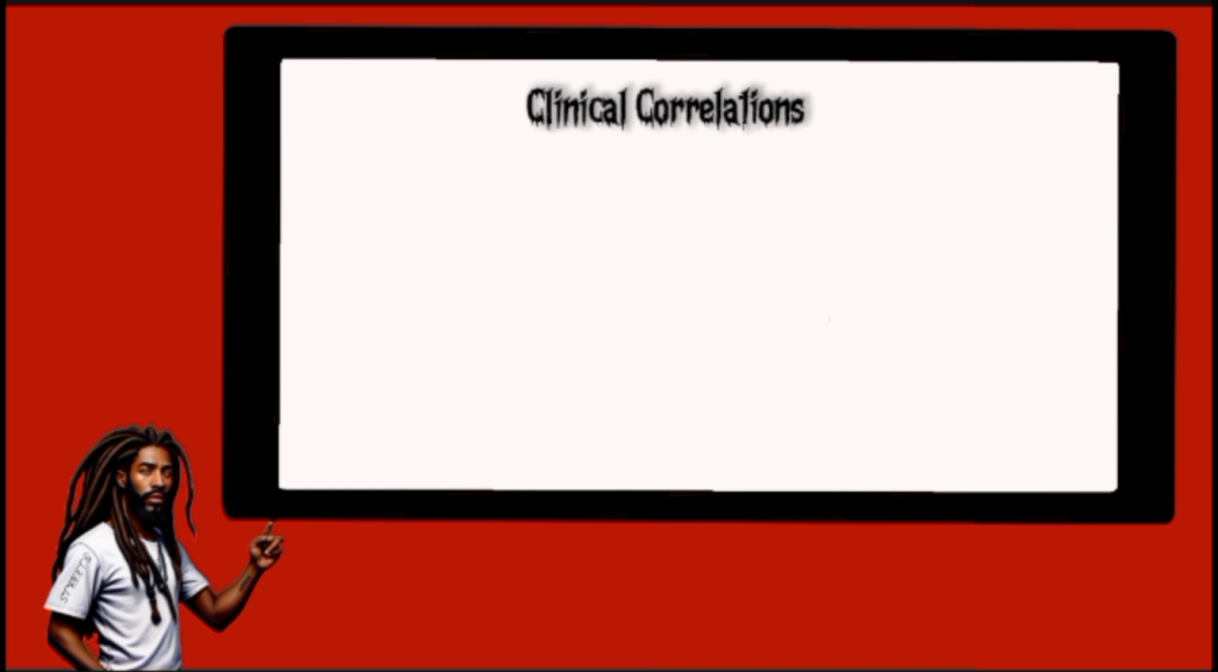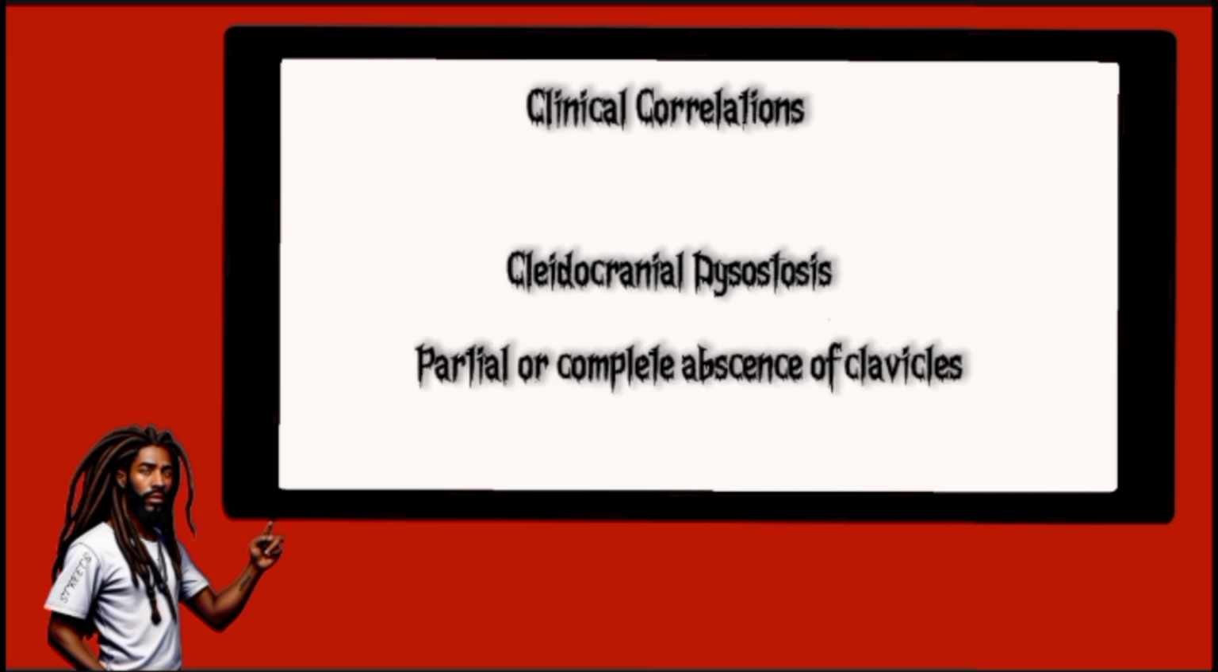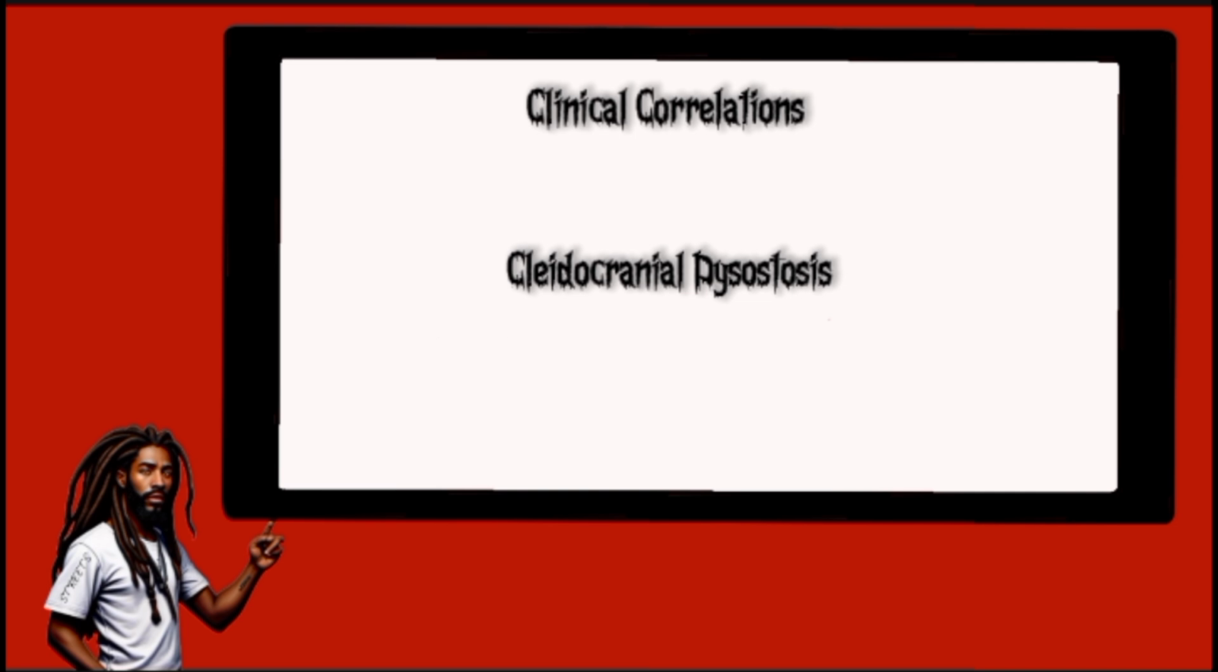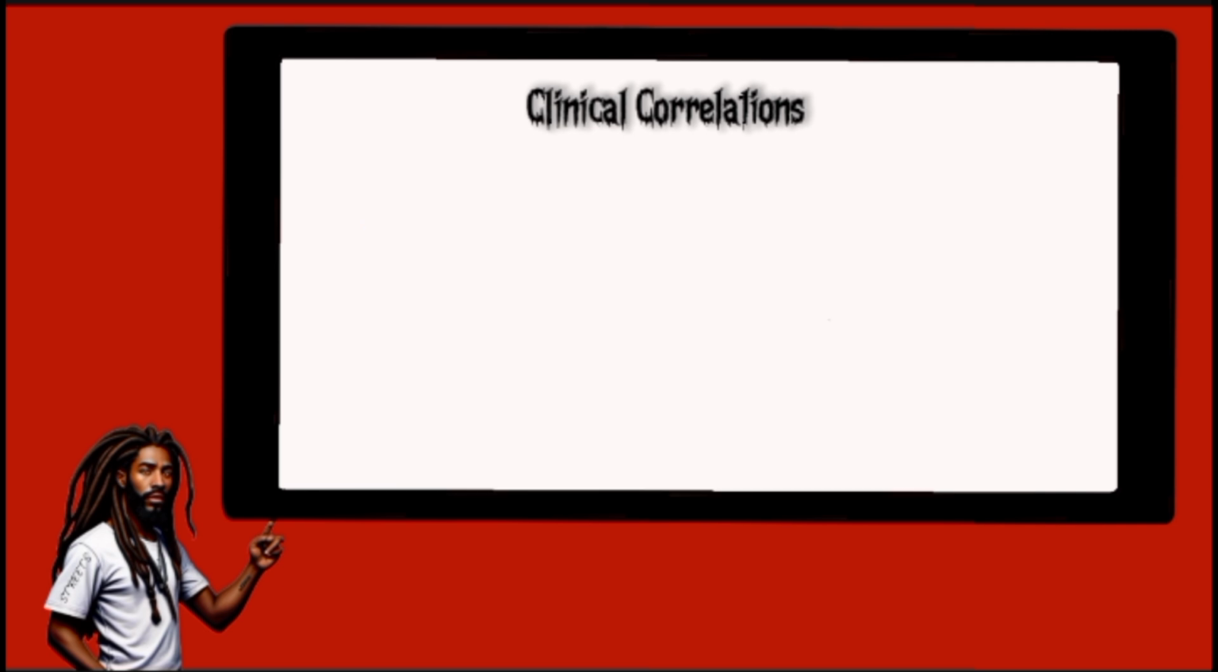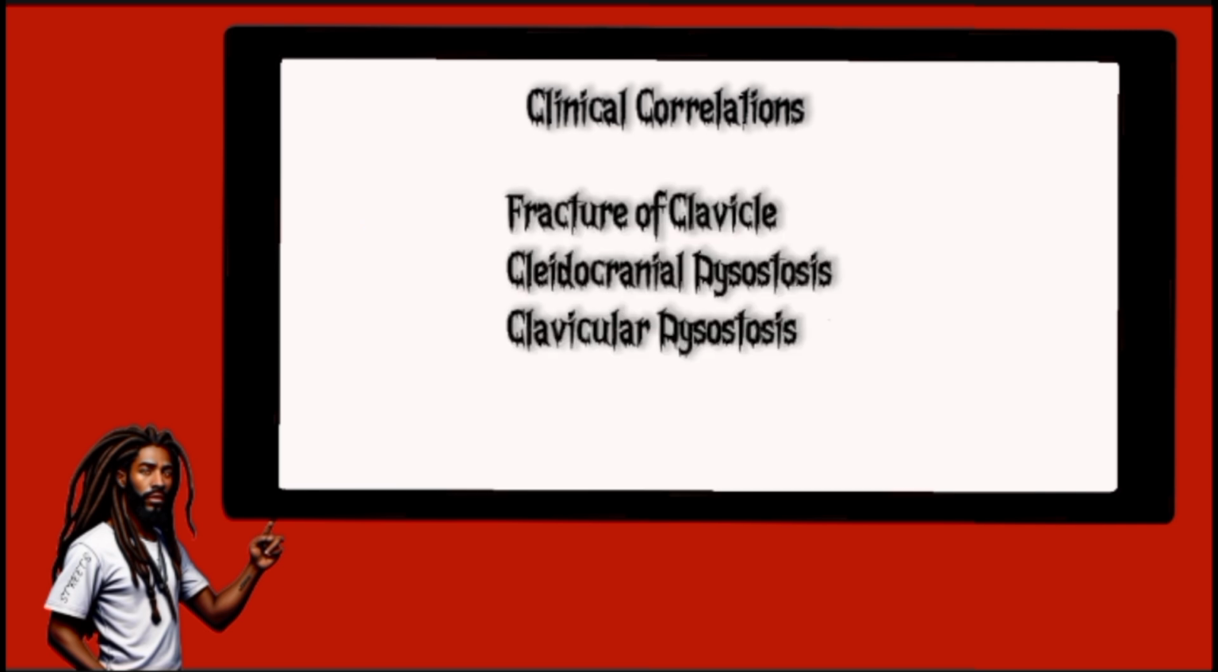Then we have the other one, which is cleidocranial dysostosis. Cleidocranial dysostosis occurs due to partial or complete absence of the clavicle. That is when there is defective formation of the skull bone. You will understand that one well when you read embryology to some extent, so don't bother too much about it right now. So we have mentioned three clinical correlations: fractures, clavicular dysostosis and cleidocranial dysostosis.